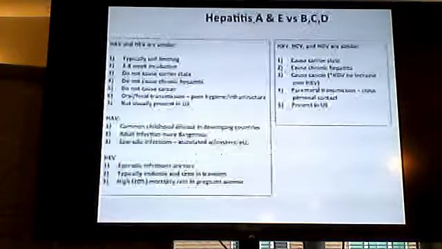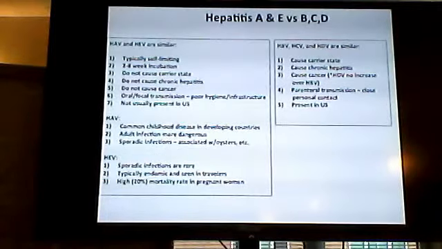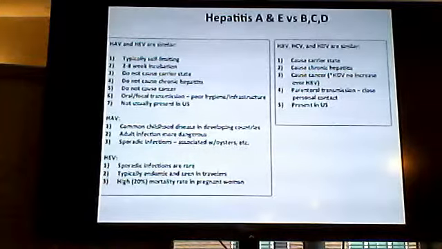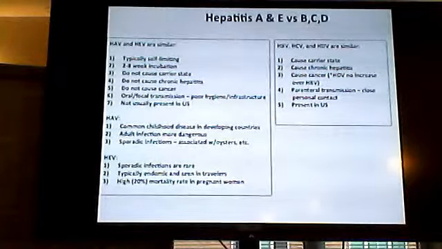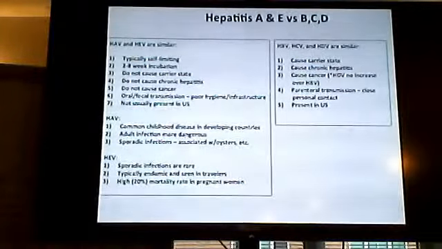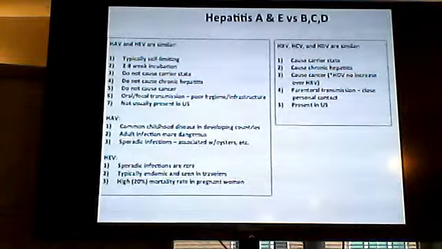And then viral hepatitis. Remember, HAV and HEV are the ones that are similar. They don't cause cancer, they don't cause carrier state, they don't cause chronic hepatitis, not usually in the US, but it's oral-fecal route transmission, whereas HBV, HCV, HDV are the bad ones. They can cause the carrier state, chronic hepatitis, and the cancer. And it has to be very close personal contact in the US, and it's present in the US.